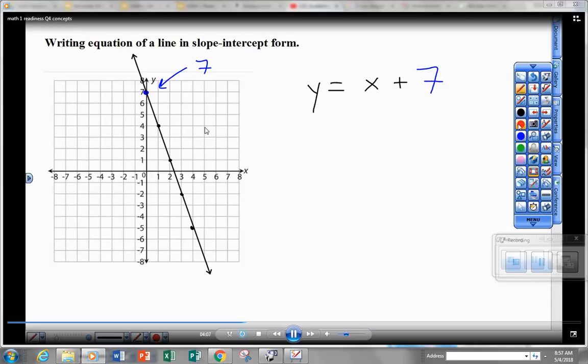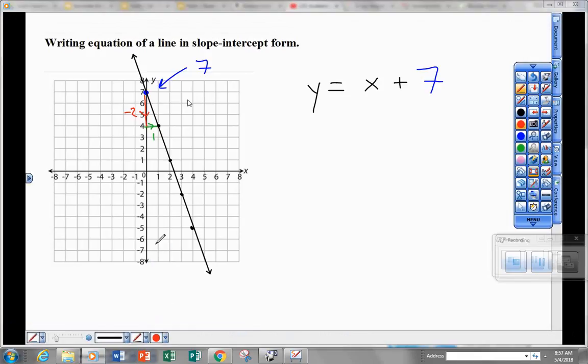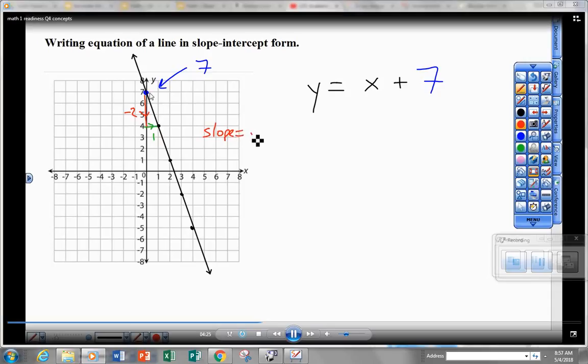And now for my slope, I'm going to go down 3, right 1. So that is negative 3 for my rise. And for some reason I wrote negative 2 right there. So fix that. That is negative 3. Going down 3, right 1. So if I put those two numbers together, that is negative 3 over 1. So not negative 2 over 1. So I need you to fix that. So the slope is negative 3 over 1.